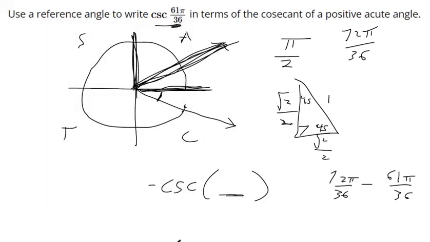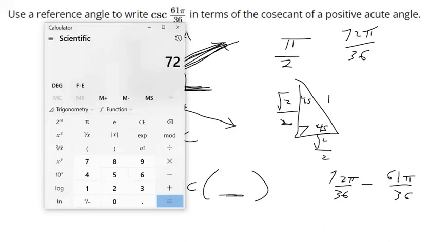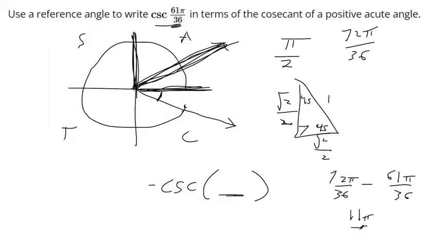72 pi subtracted by 61 pi, 72 minus 61 gives us 11 pi over 36 left to go before we make a full revolution. So this angle in here is 11 pi over 36 for the reference angle. That must mean up here it's 11 pi over 36. So to draw the same triangle so that we have the same ratios, we need 11 pi over 36.